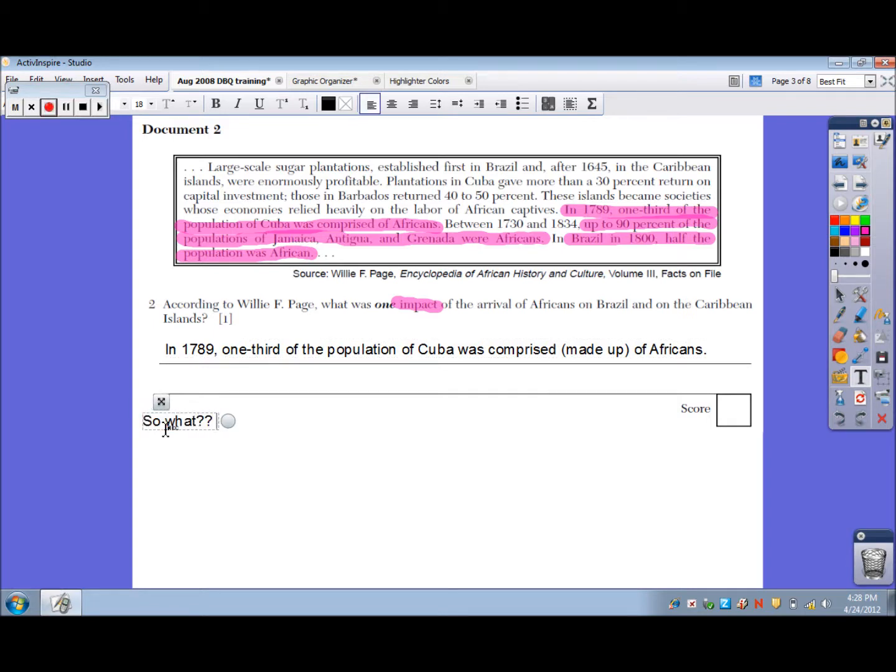How is this going to impact a society? How is this going to impact Brazil and the Caribbean? If you have a whole bunch of people of African descent that are enslaved living in these areas, what might that do to the culture? Do you think the culture of Brazil or the Caribbean will stay the same, or do you think it will change because people from Africa are coming over in huge amounts?